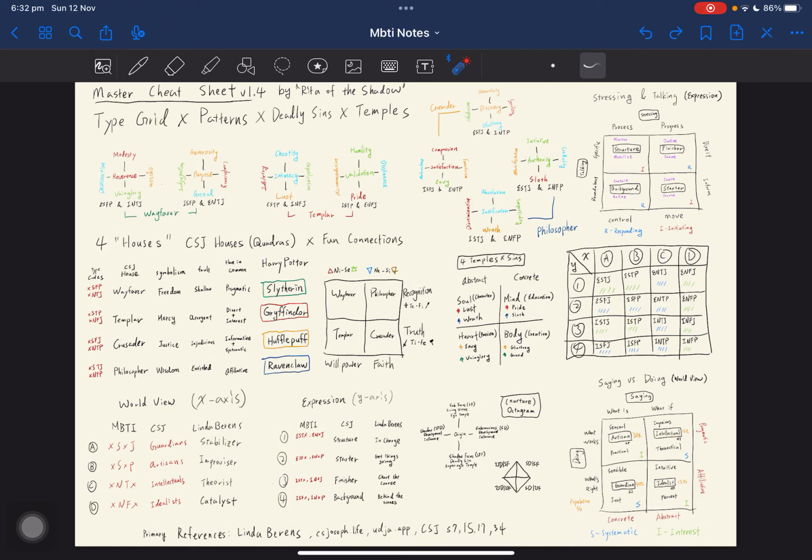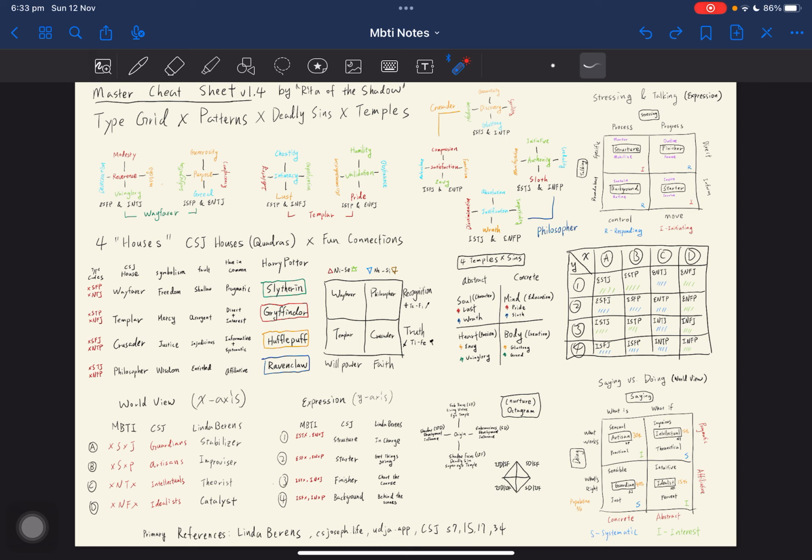Today's topic is about typing people again. In particular, how do we utilize the master cheat sheet to help you type people in practice. So firstly, I just wanted to point out several important elements on the table.